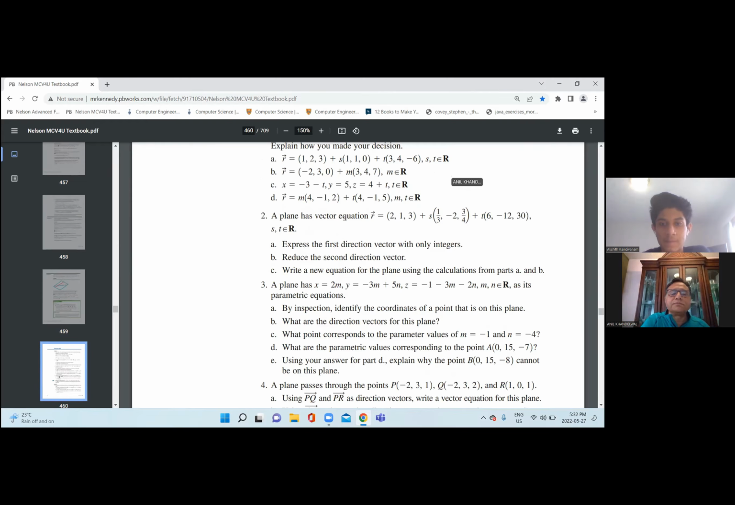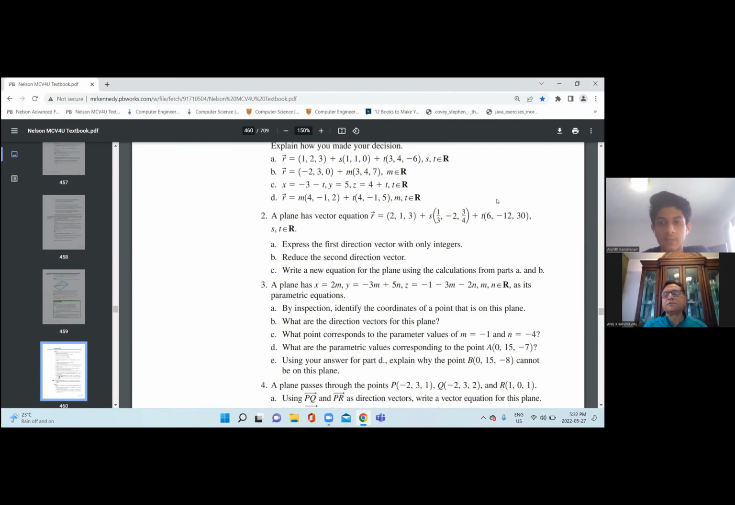Next question. A plane has this vector equation, such that s and t are elements of the real numbers. Express the first direction vector with only integers. Means you can take the common denominator out here, right? So multiply everything by 12, correct? When you multiply by 12, you get 4, and 12 times is minus 24, and that gives 9. Correct. Continue. Reduce the second direction vector.